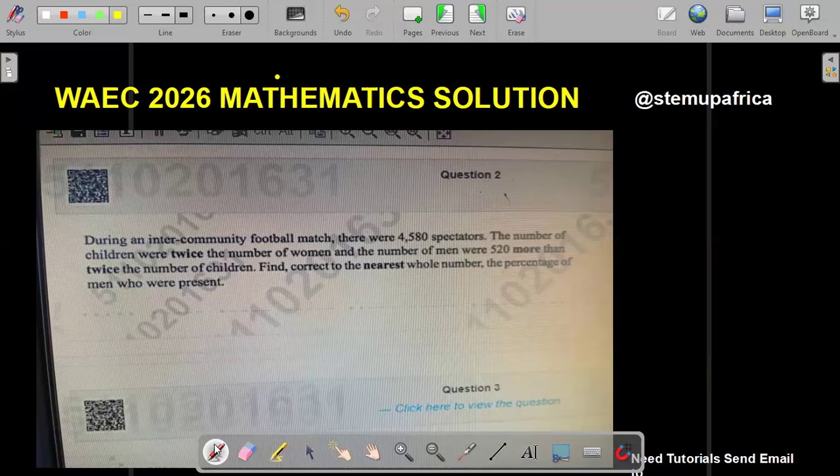Okay, now, it said during an inter-community football match, maybe Ubia versus Bromo or Ubia versus Udu, there were 458 spectators. Who are the spectators? The men, the women, boys, children, what have you. He said the number of children was twice the number of women. The question is, how many women came to the football match?